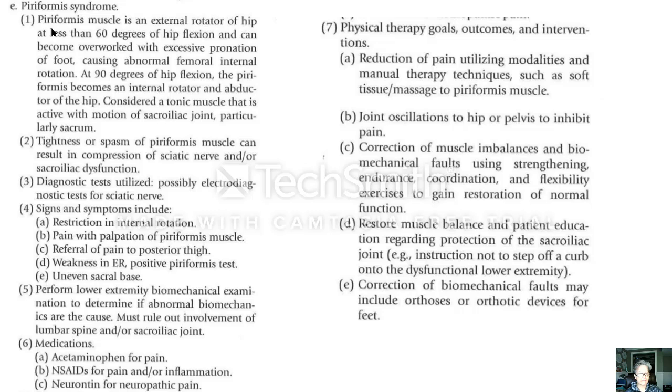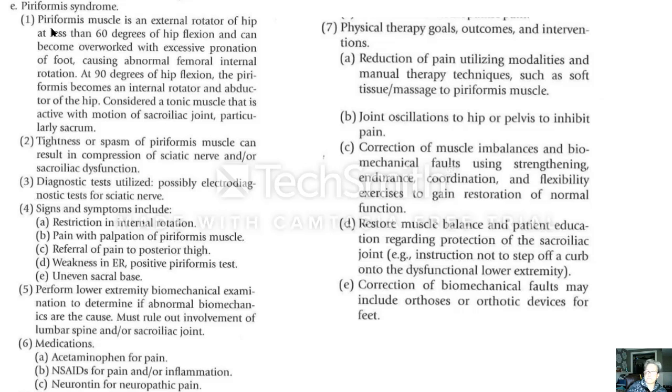Medications: acetaminophen for pain, NSAIDs for pain and/or inflammation, Neurontin for neuropathic pain. Physical therapy goals, outcomes, and interventions include reduction of pain utilizing modalities and manual therapy techniques such as soft tissue massage to the piriformis muscle, joint oscillations to the hip and pelvis to inhibit pain, correction of muscle imbalances and biomechanical faults using strengthening, endurance, coordination, and flexibility exercises to gain restoration of normal function.